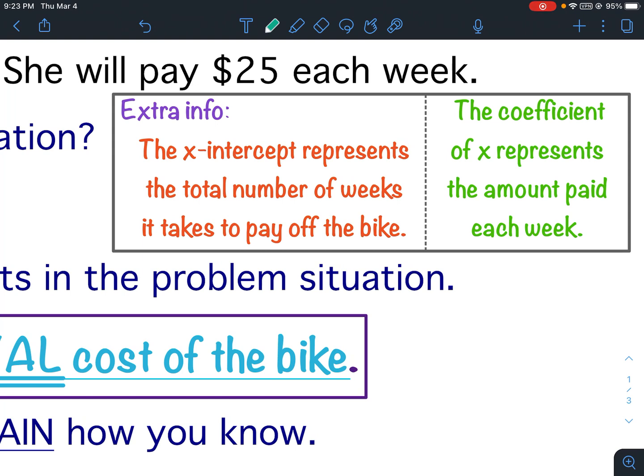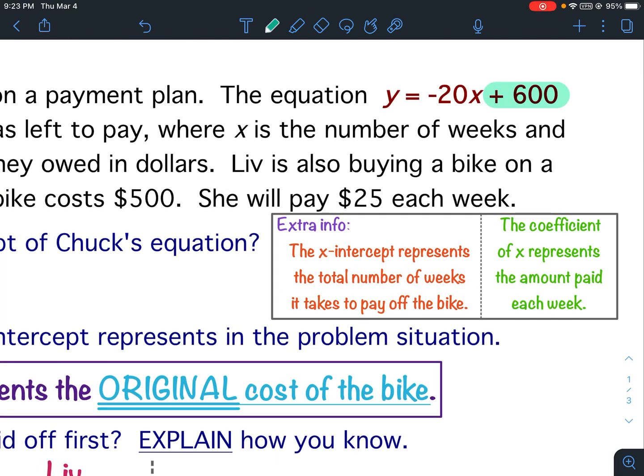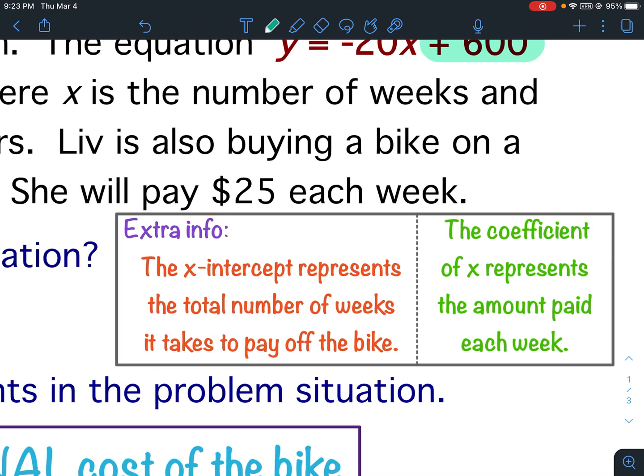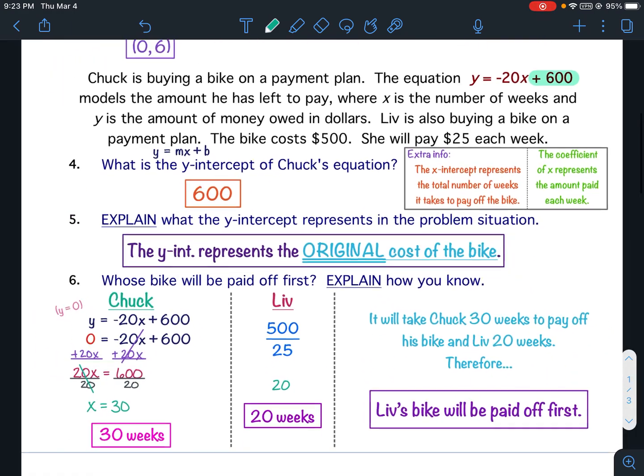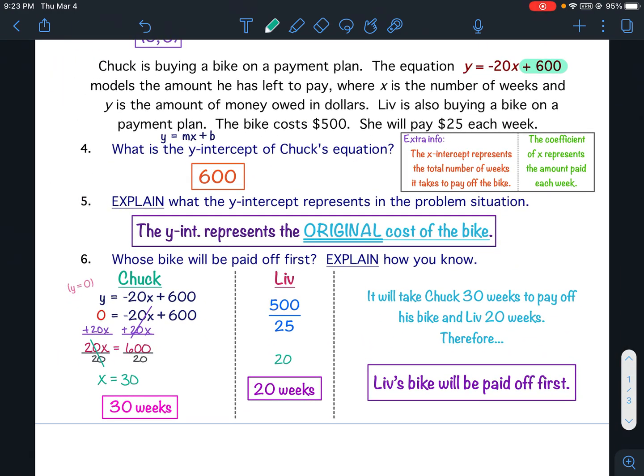The x-intercept represents the total number of weeks it takes to pay off the bike. Again, the x-intercept represents the total number of weeks it takes to pay off the bike. And the coefficient of x, in other words, that number in front of x, the negative 20, is the amount paid each week. So $20 will come off the total amount each week. That means they're going to pay $20 each week. So again, your extra information is the x-intercept represents the total number of weeks it takes to pay off the bike, and the coefficient of x represents the amount paid each week. Pause your video, get that written down. Okay, so that is it for Bellwork 13A. If you have any questions, please let me know.